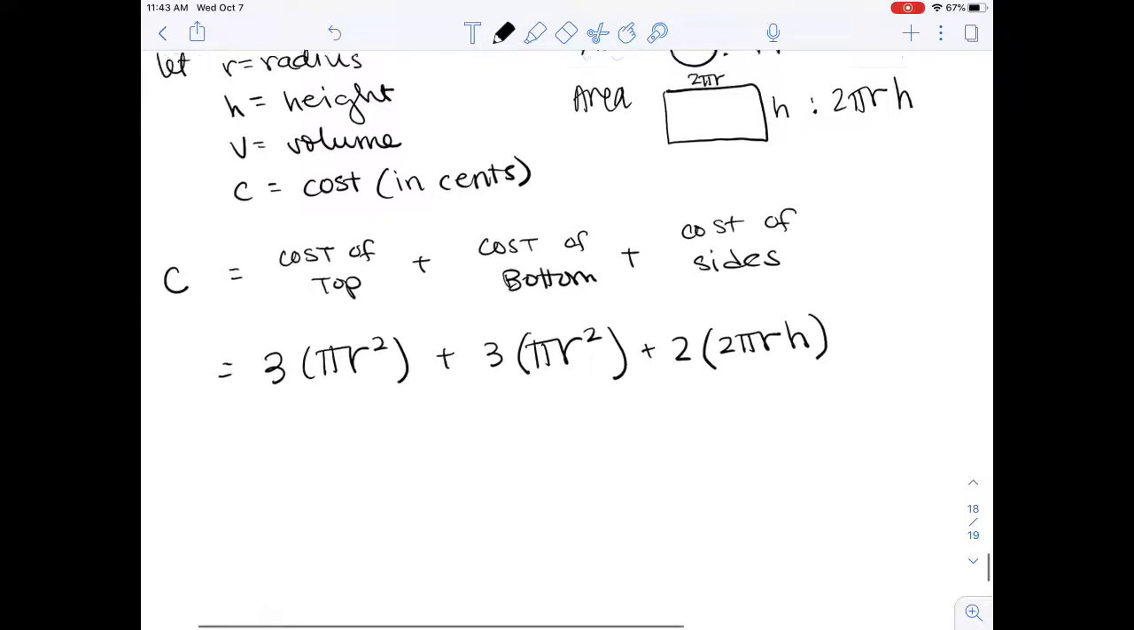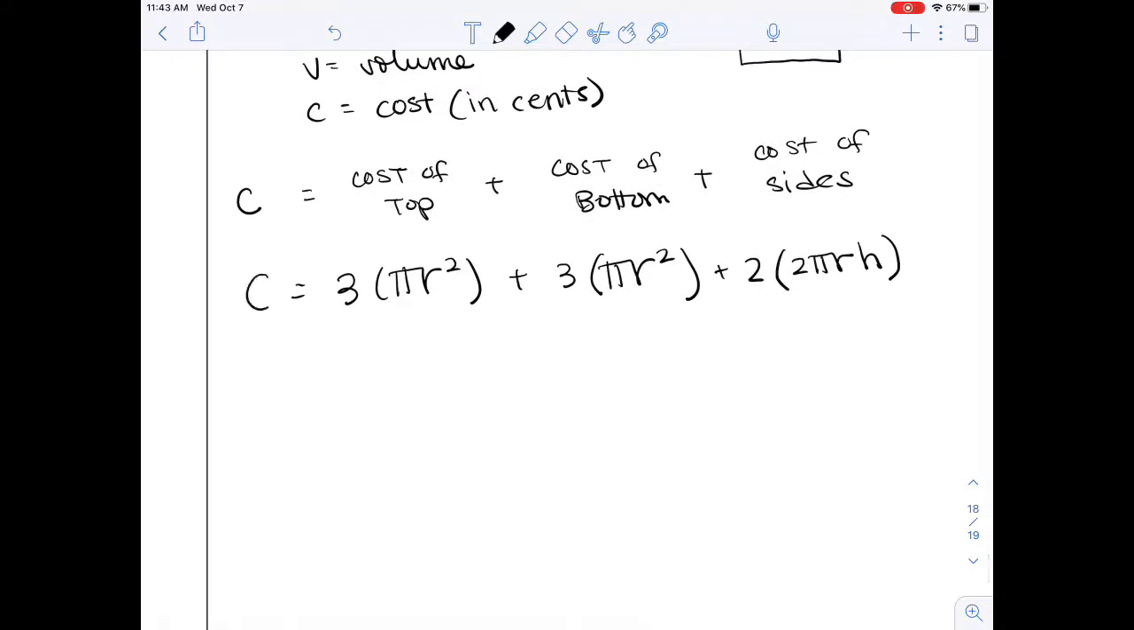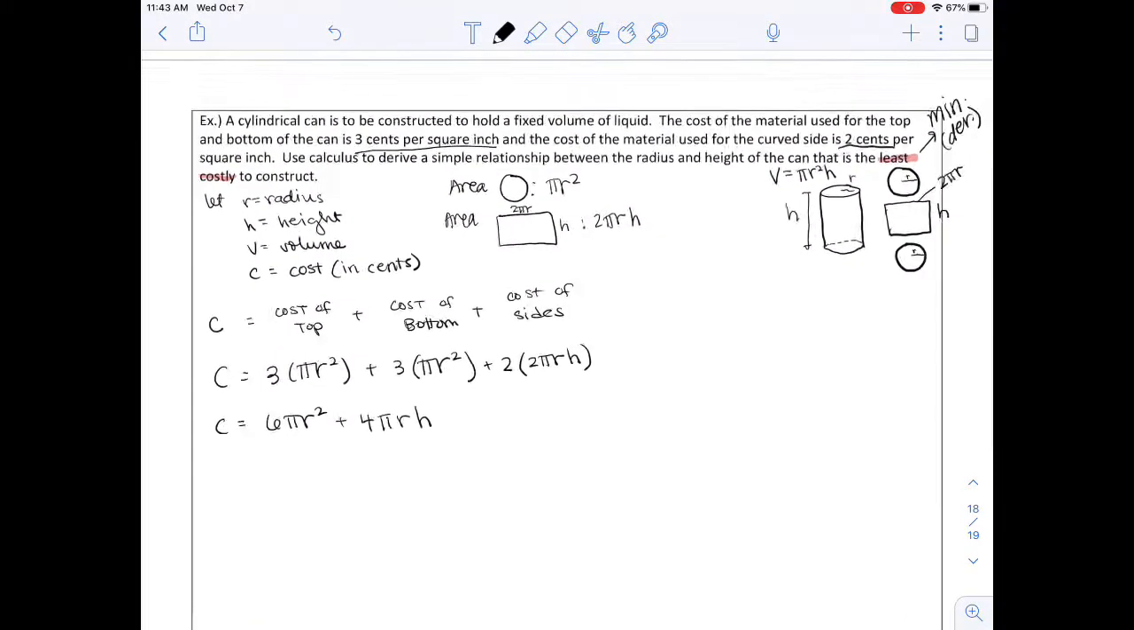So simplifying this, our cost function is going to be rewritten as 3 pi r squared plus 3 pi r squared would be 6 pi r squared plus 4 pi r h. And like we saw earlier, we do have two variables. Remember, pi is actually a number. It's 3.1415 and it continues on. And so since I have two variables, I need to think of a way to rewrite this with just one variable. So it's just like the previous example.